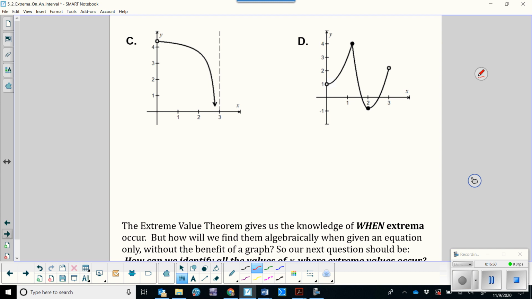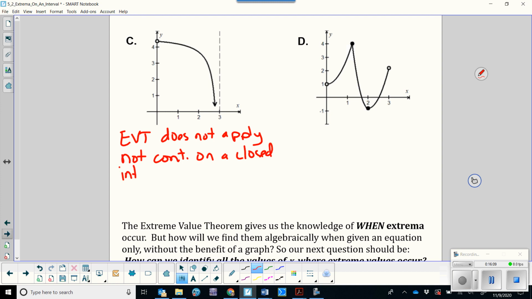Okay, next example, C, the extreme value theorem does not apply again, and that's because it's not continuous on a closed interval. So you have actually both ends that mess that up. One end has an arrow that goes on forever, so we aren't going to ever end on that side, and then we have an open circle on the left. So in this case, we have no extrema.